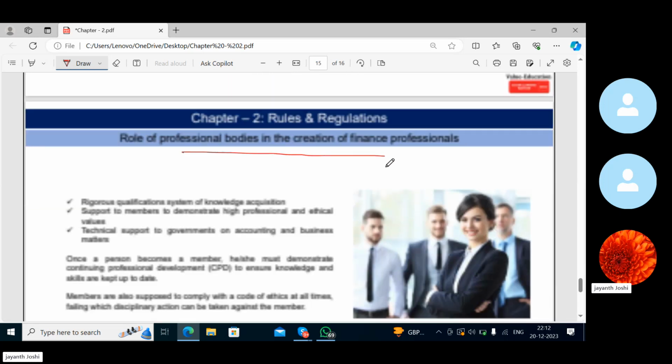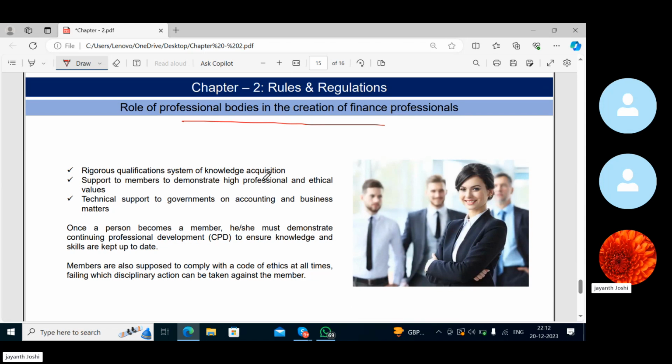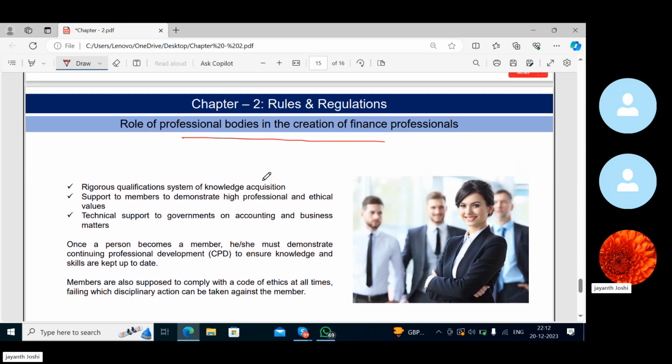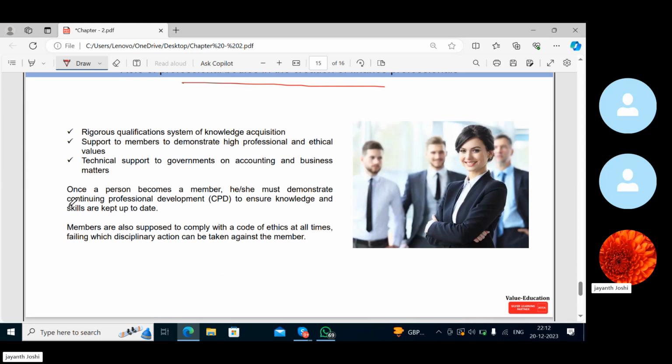Role of professional bodies in creation of finance professionals. What is the role of professional bodies? Professional bodies play a very strong role in creating finance professionals. You students are going to be the future of this particular profession. The first and foremost thing is a rigorous qualification system of knowledge acquisition. That means it's not that easy to become an ACCA. You have to travel a long journey of around 13 papers. After all those papers are cleared, then you can confidently say that you are an expert in this field.